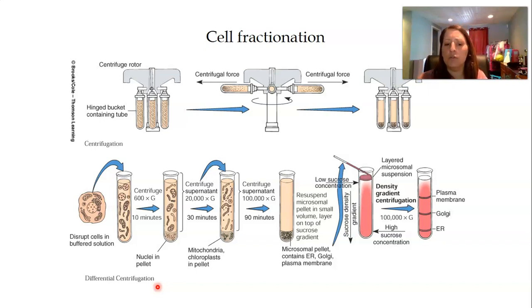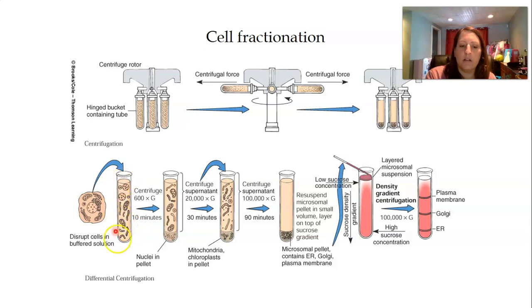So we know that the nucleus, for example, is kind of the largest structure and the heaviest structure inside of the cell. So we'll take our tube full of all of our cellular contents, and we know that if we spin this tube at 600 Gs, that's the speed, for 10 minutes in a machine called a centrifuge, okay, then we know that we will pellet the nucleus.